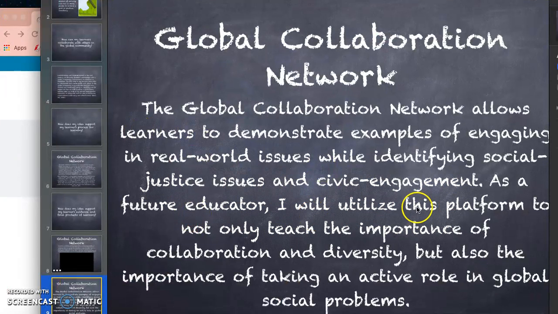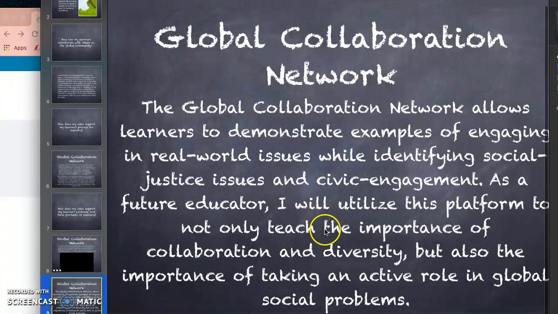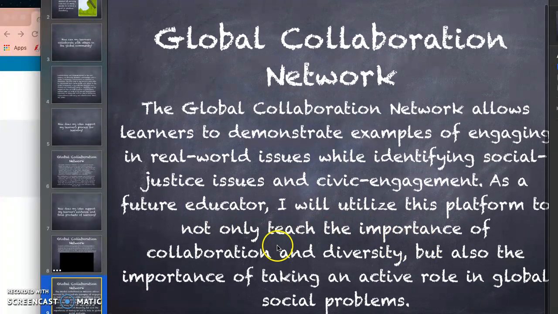So, as a future educator, I will utilize this platform to not only teach the importance of collaboration and diversity, but also the importance of taking an active role in global social problems.